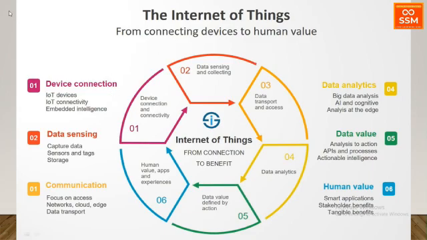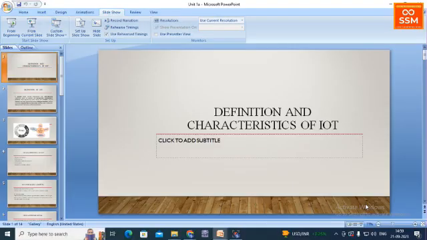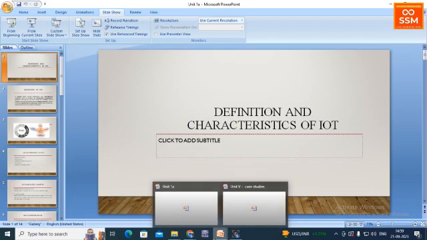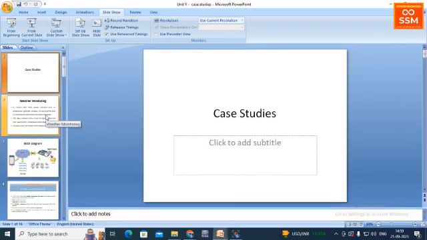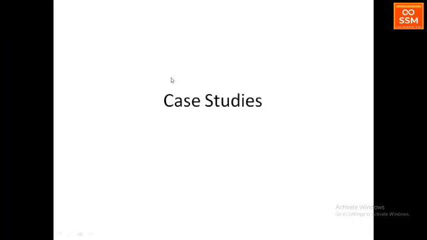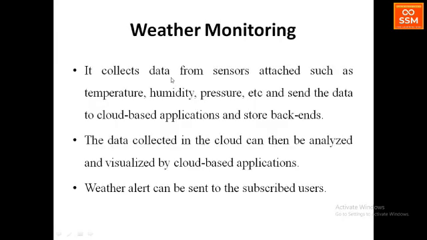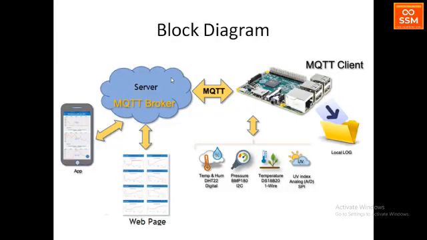Here they have listed the functions of each method as a cycle in an IoT. Let me share a few examples as case studies. The first one is weather monitoring, and here is a simple block diagram. See the IoT device here: I have used many sensors like temperature, humidity, and pressure.